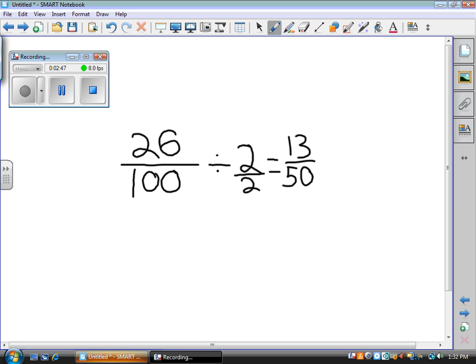Let's try one more test. Oh, wait, 7. Can it be divided by 7? No. We're looking for evenly. One more test. Will the small number go into the big number evenly? On 13 out of 50, what's the small number? 13. Will 13 go into 50 evenly? No. Then we're done. That is your simplest fraction.